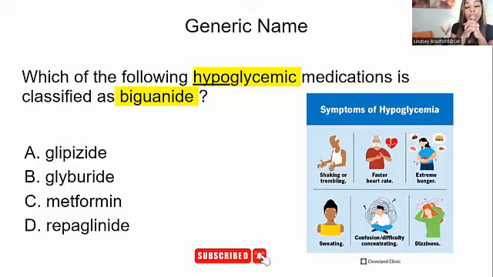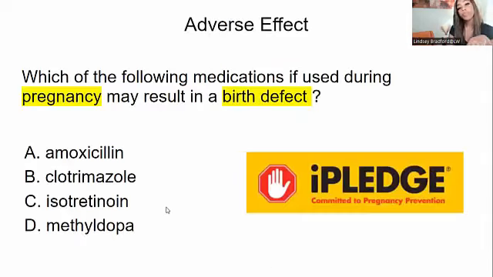So when we think about something that is used to treat low sugar, we're going to be thinking about metformin. Well, it's not even just the fact that it's used to treat hypoglycemia, but it is the classification of this drug. And metformin is the only drug that is classified as a big drug, okay? Write that down. So anytime you see this word, you know that they're talking about metformin, okay?